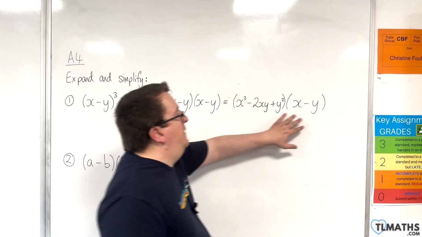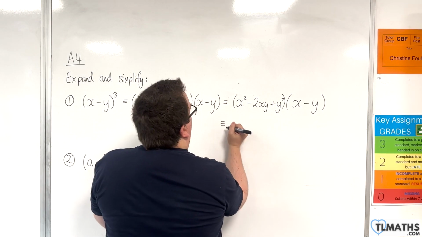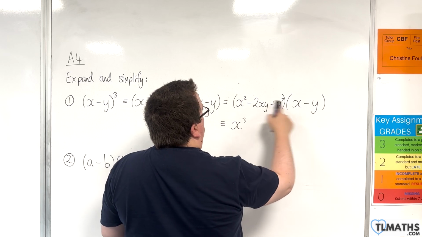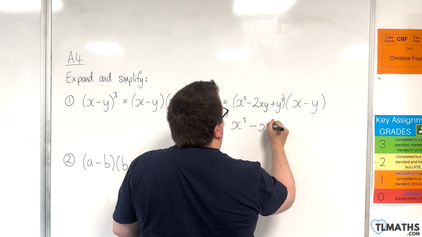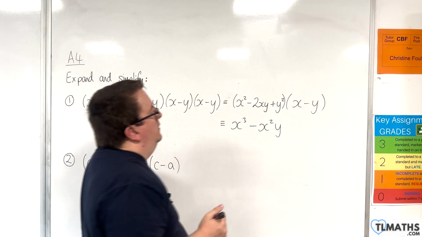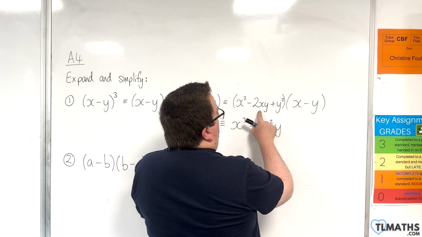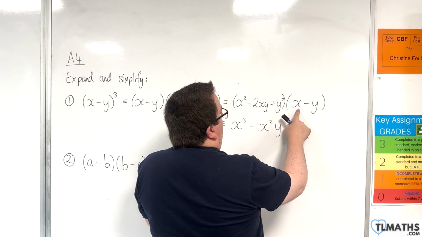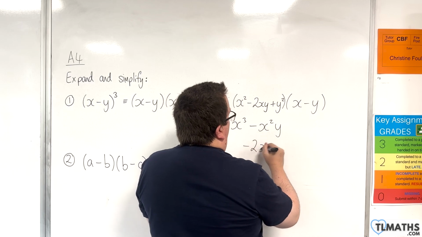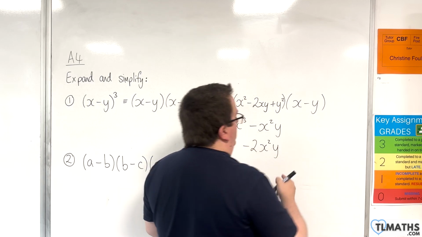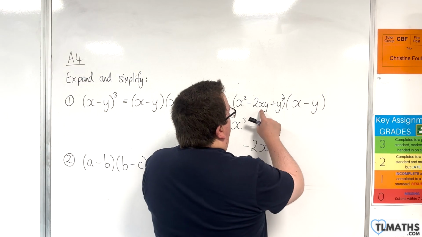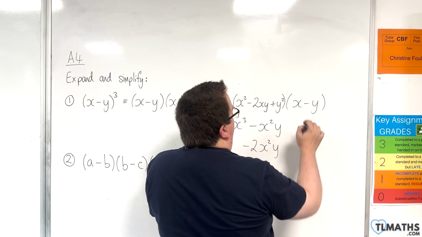So now I want to expand those two brackets. So we have x squared times x, which is x cubed. X squared times minus y is minus x squared y. Right, then we have minus 2xy times x, which is minus 2x squared y. Now, it makes sense to put those two underneath one another because they are like terms. Then we have minus 2xy times minus y, so plus 2xy squared.